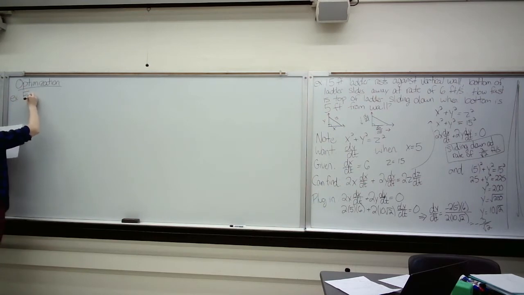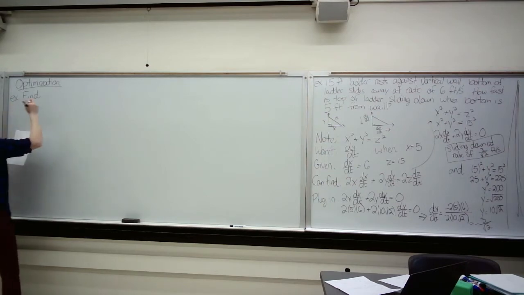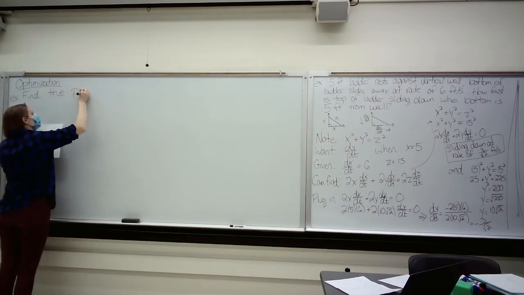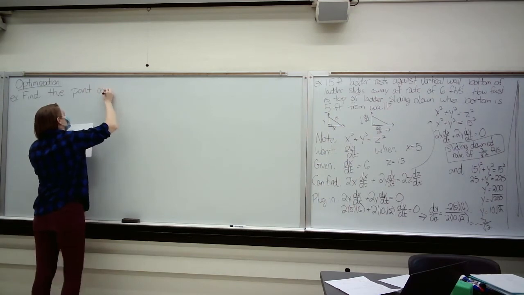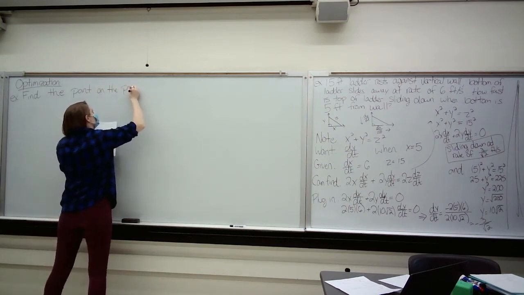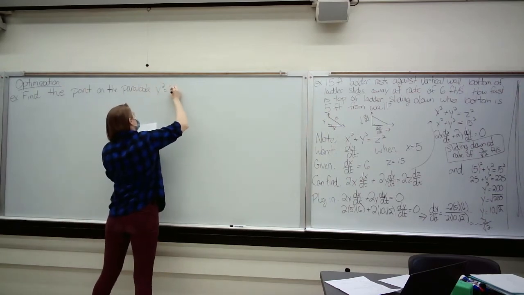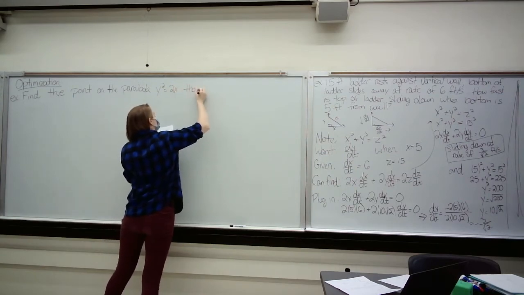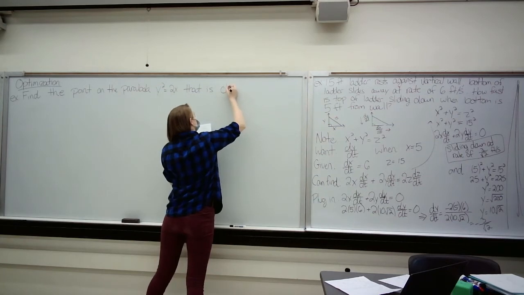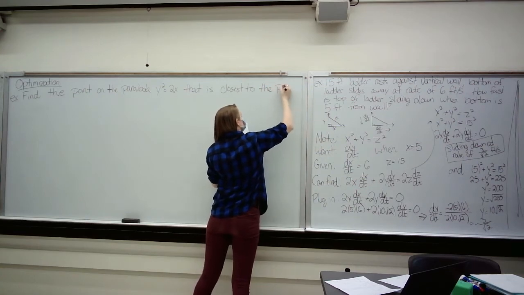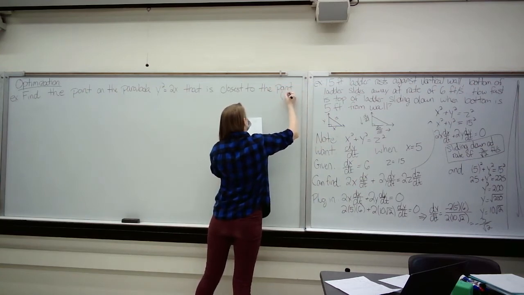We talked about it when we did our actual lecture on optimization, how these types of problems also classify as optimization problems, and they have come up on test finals as well. Find the point on the parabola y squared equals 2x that is closest to the point (1, 4).